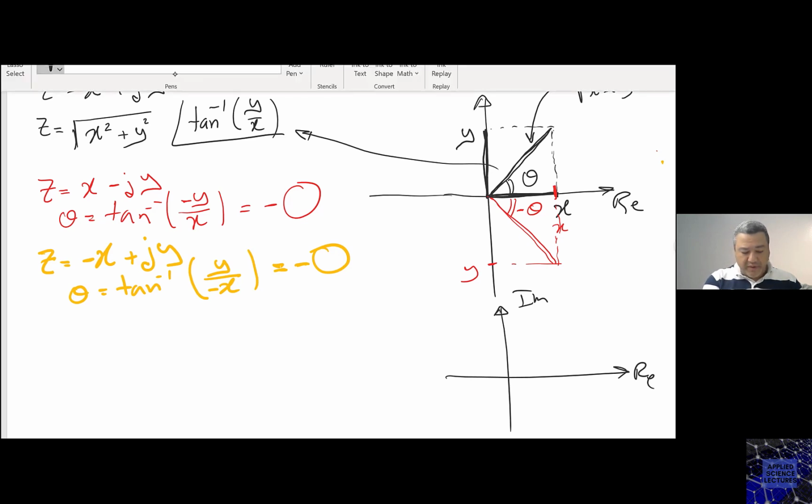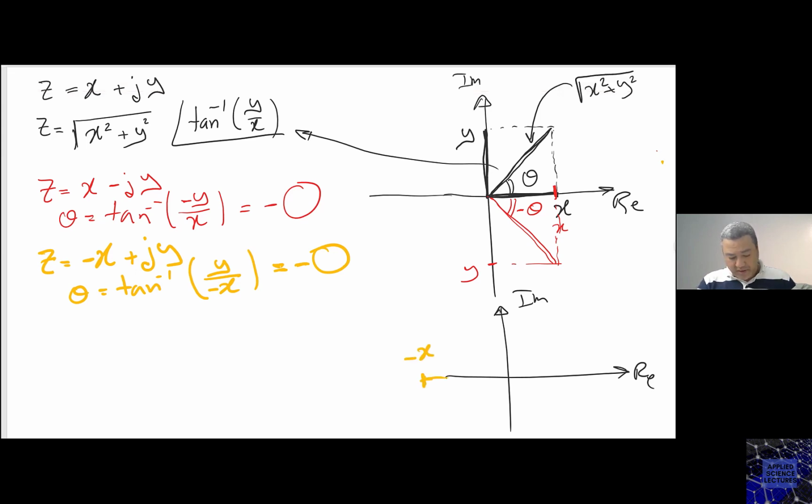So we have the real as negative, so I have minus x here, and I have the imaginary as positive y here. So the correct quadrant is the second quadrant. So this is the angle. But your calculation gave you minus.